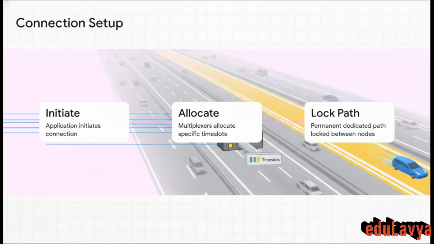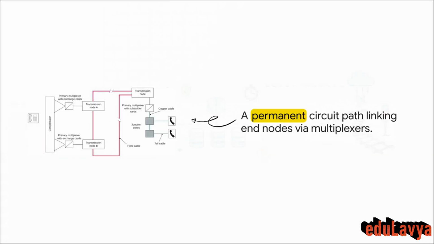Absolutely no other traffic is allowed to enter this VIP lane. It's reserved strictly for that specific application's data, period. And this brilliantly illustrates exactly how that works in practice.